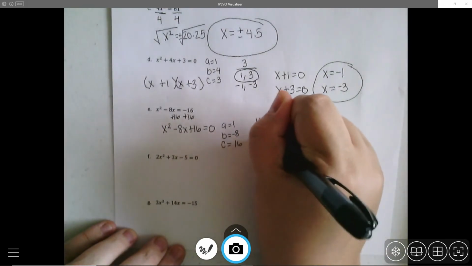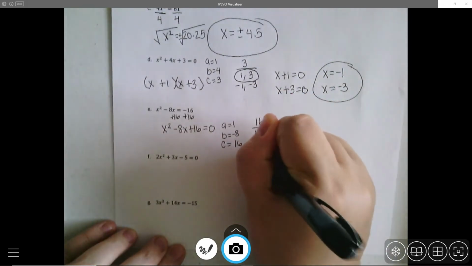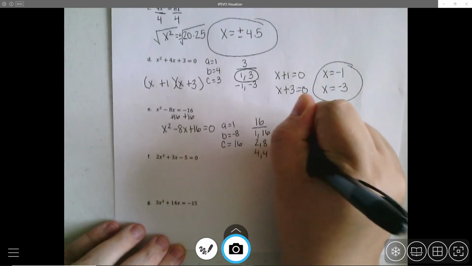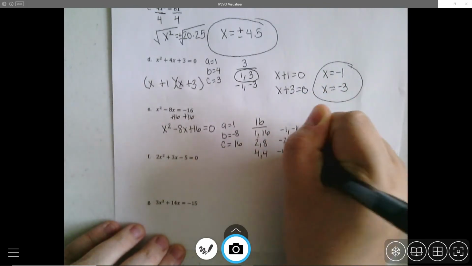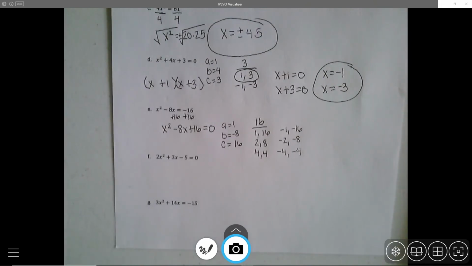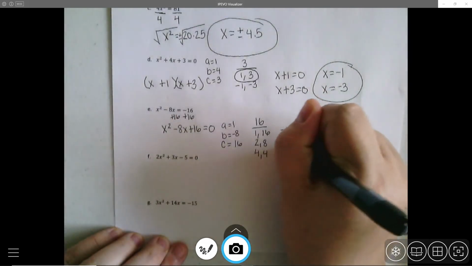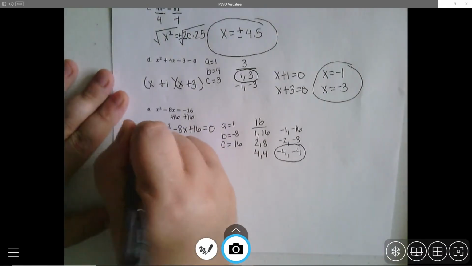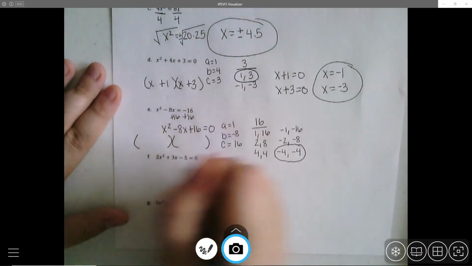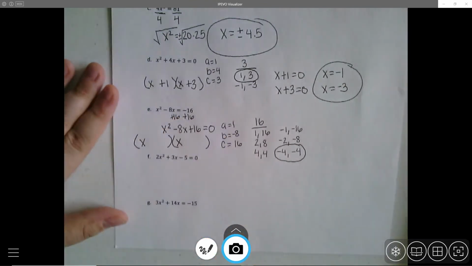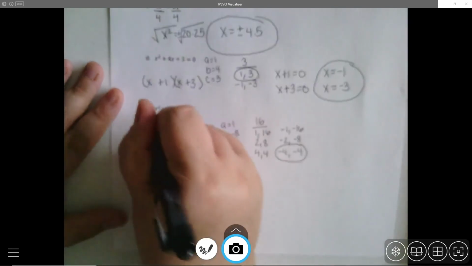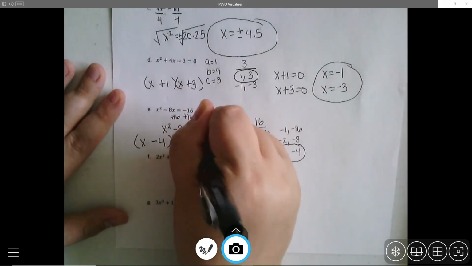Factors of 16 are 1 and 16, 2 and 8, 4 and 4. Or it could be -1, -16, -2, -8, -4, and -4. I'm looking for which ones add up to my B value of -8. And it's -4 and -4. Factoring this one, remember, was pretty simple. You have your two parentheses. Starts out always with x and x. Your factors are what go in these last two spots. Since it's -4 and -4, it's x minus 4 twice.